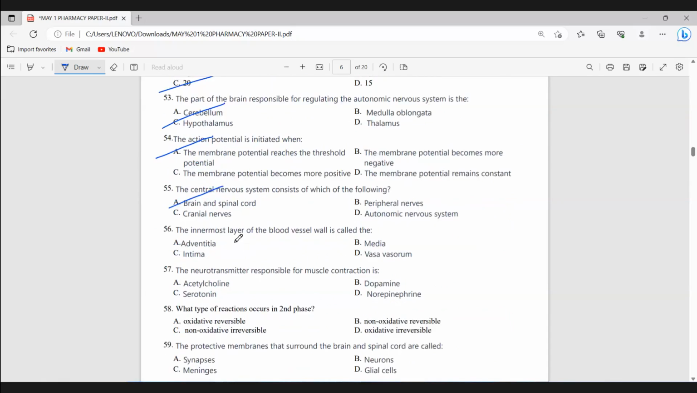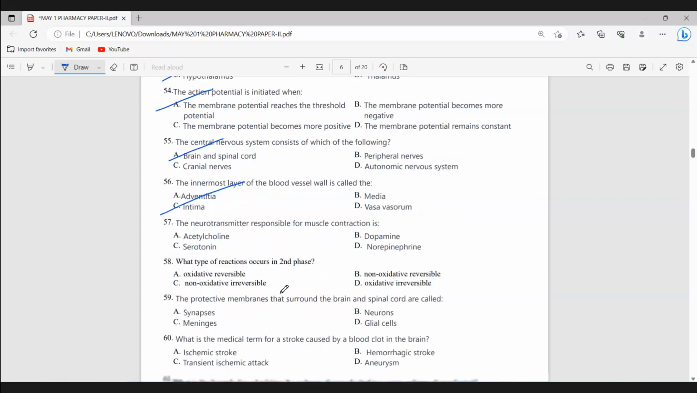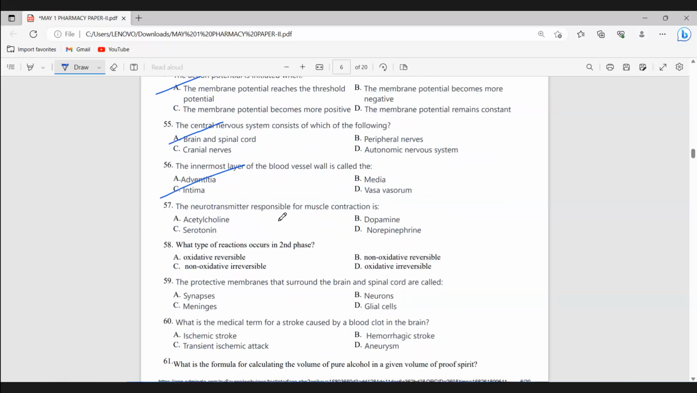Then the innermost layer of blood vessel wall is called intima. Then 57, the neurotransmitter responsible for muscle contraction is acetylcholine.